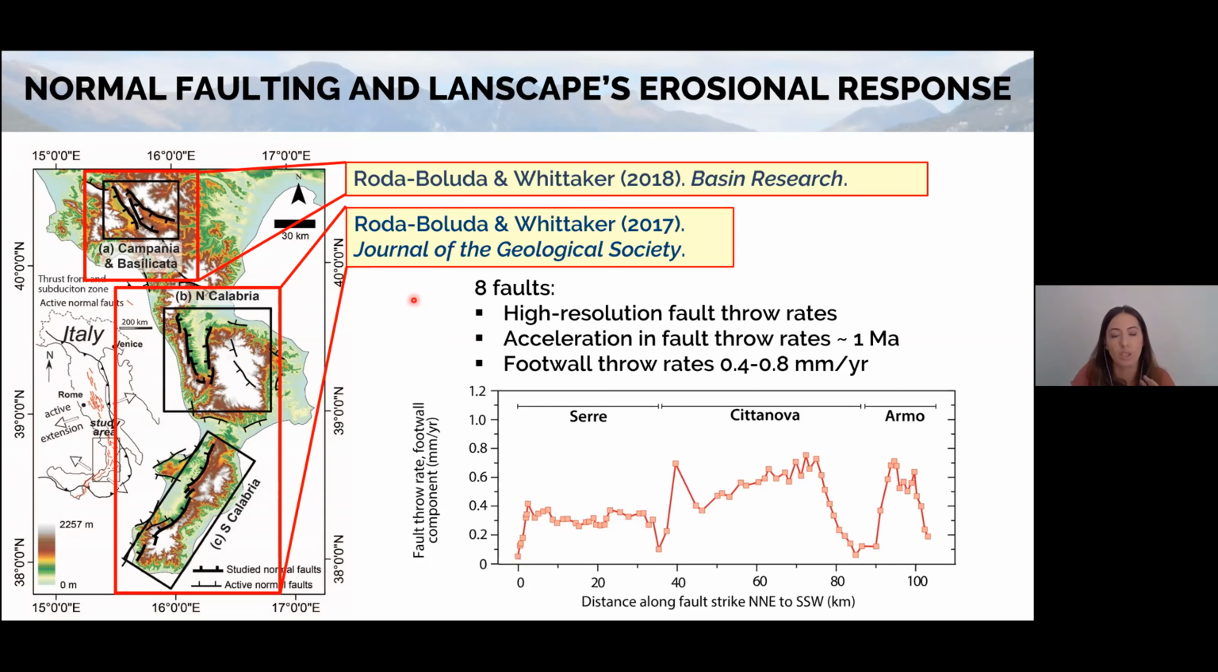But for the rest of the talk, the only things you need to keep in mind is that we do have high resolution fault throw rate profiles for all these faults, that all these faults experience an acceleration in fault throw rate 1 million years ago, either due to the onset of normal faulting in Calabria or to a fault linkage event for the southern Apennines. And since then, the footwall throw rates have been up to 0.4 to 0.8 millimeters a year.